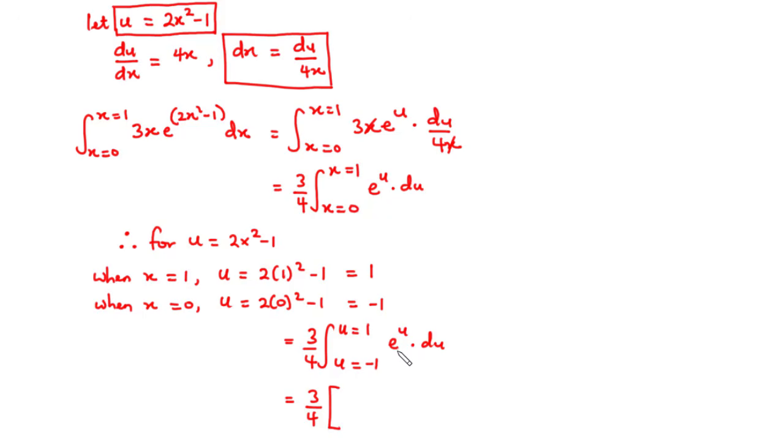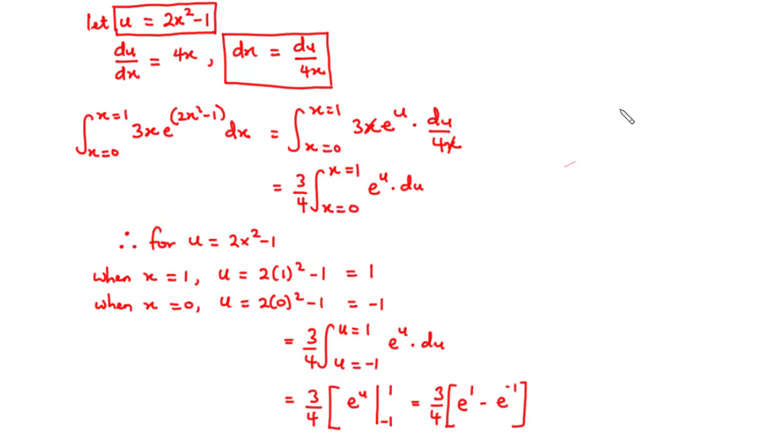Now when you integrate e to the power u, you still have e to the power u, and then we are going to apply the limits to that. So we have the lower limit to be -1, upper limit 1. We are going to substitute 1 and then -1 in place of u. Now plugging those two values in here, we have 3 over 4 times e to the power 1 minus e to the power -1.